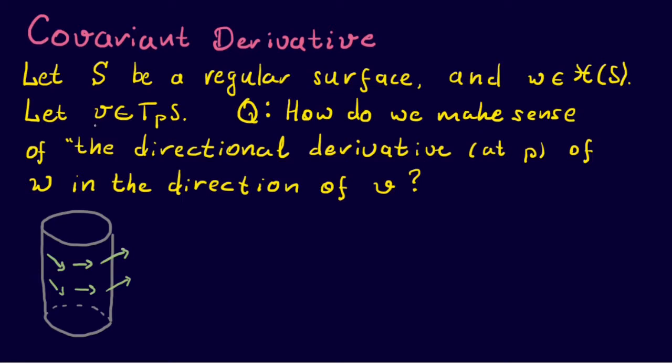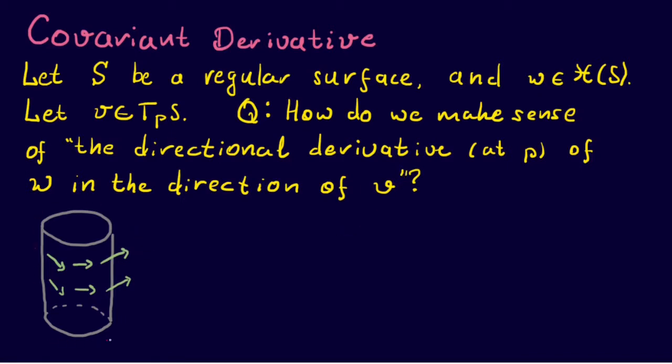And we also take a separate vector in one tangent plane of S. And now the question that we want to answer is, how do we make sense of the directional derivative at this point P of the vector field W in the direction of V?